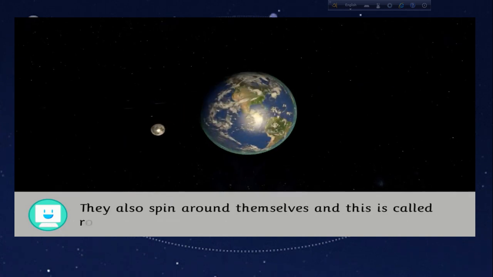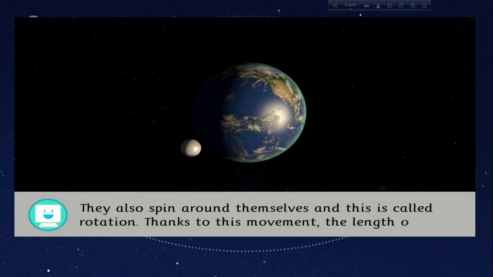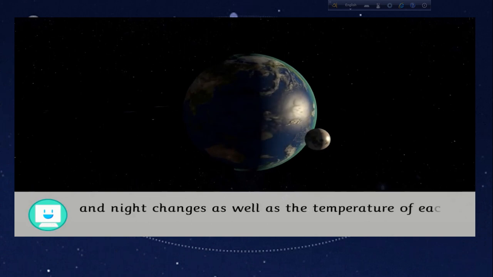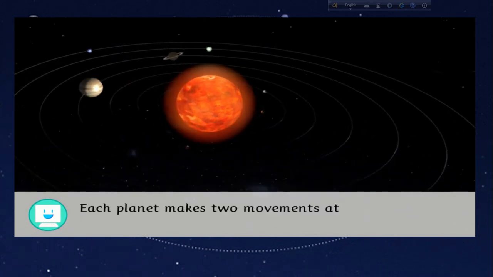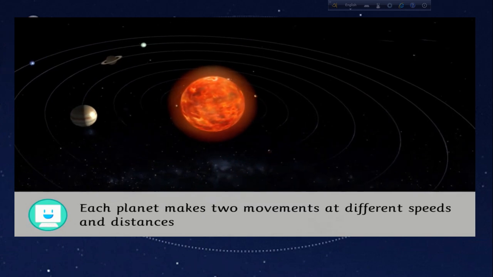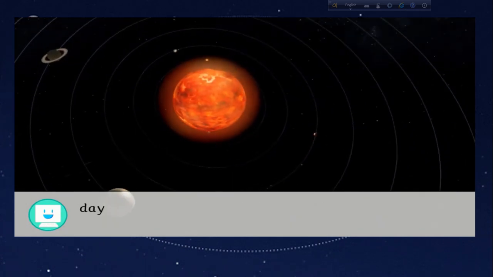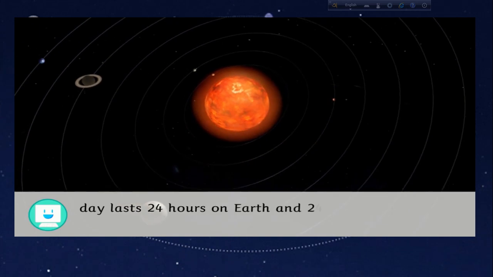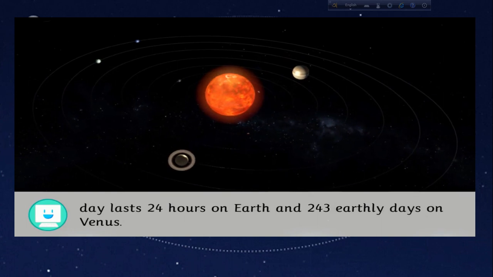This is called rotation. Thanks to this movement, the length of a day and night changes as well as the temperature of each area. Each planet makes 2 movements at different speeds and distances around the Sun. Because of this, a day lasts 24 hours on Earth and 243 earthly days on Venus.